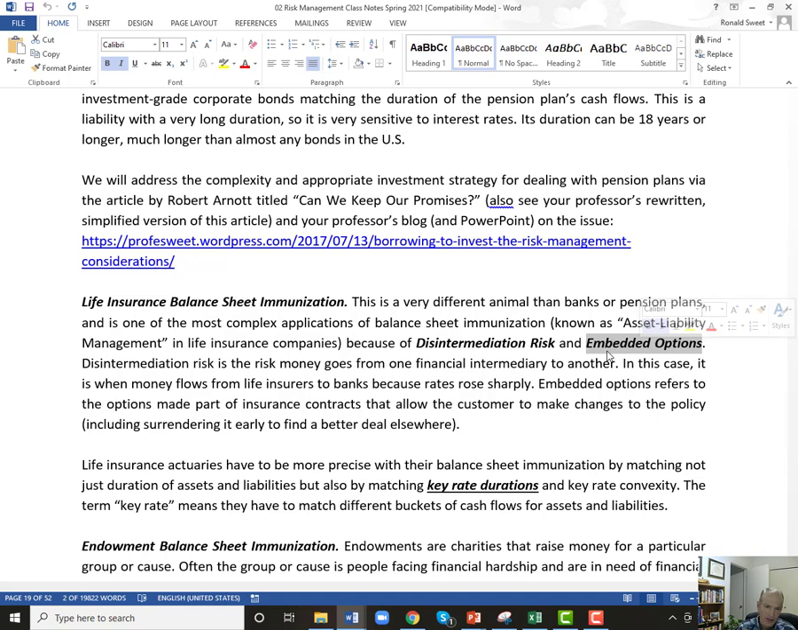I told my life insurance finance class last semester, it's like a short straddle on interest rates. You can go look up a short straddle option strategy, and it looks like an upside down V, where they make money as long as interest rates stay within a narrow range. But if interest rates move a bunch, they start losing a lot of money. So you might look that up. It's not part of this class, it's part of my previous class in life insurance finance. But it's a very, very difficult product.